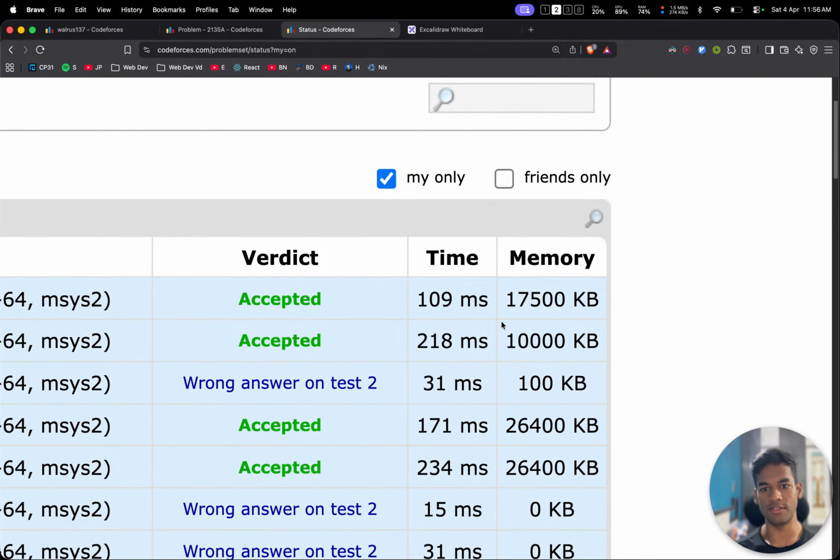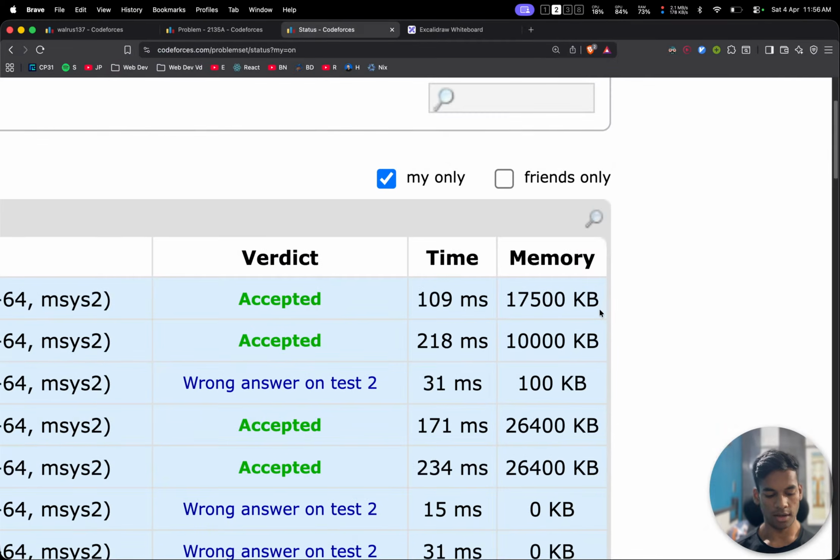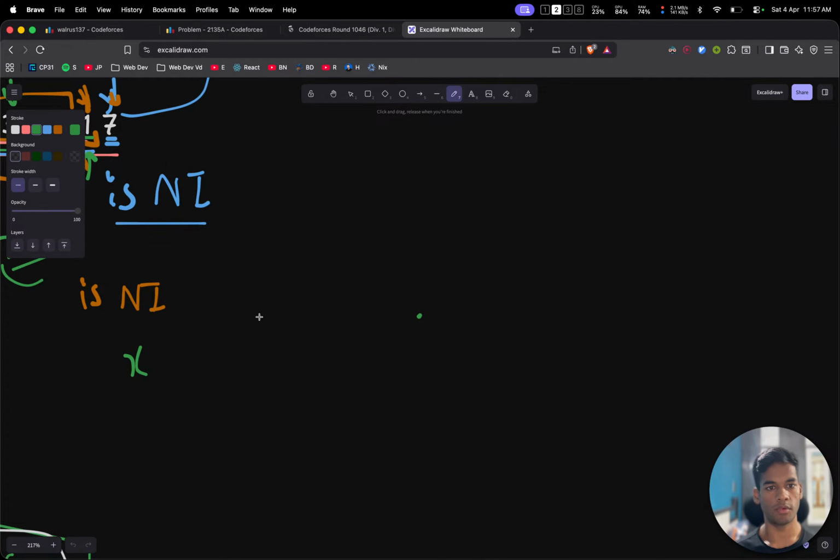Okay, this did not help us in the memory. This did help us in time, but not in memory. Okay, let's look at the editorial. What do they suggest?